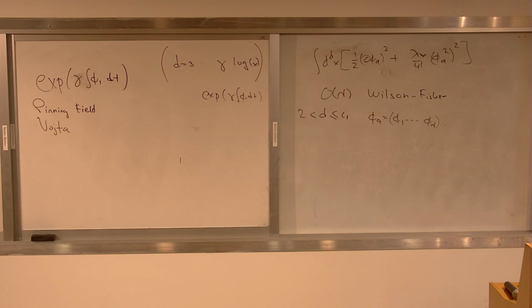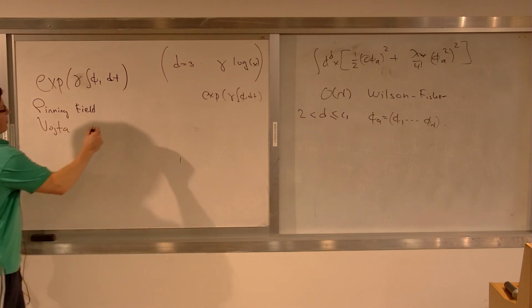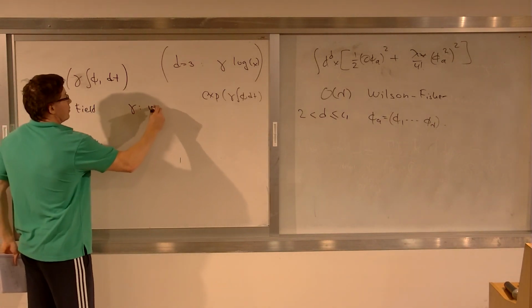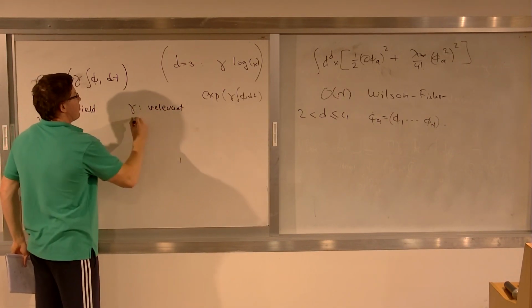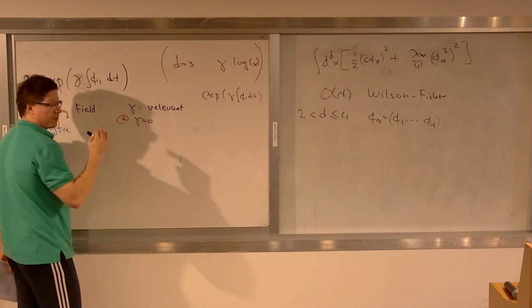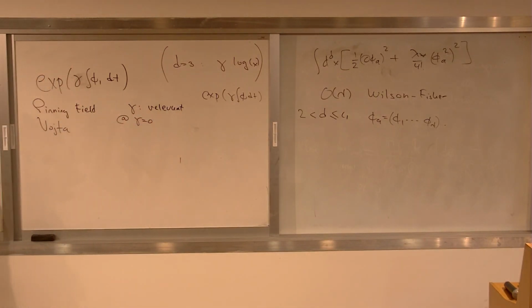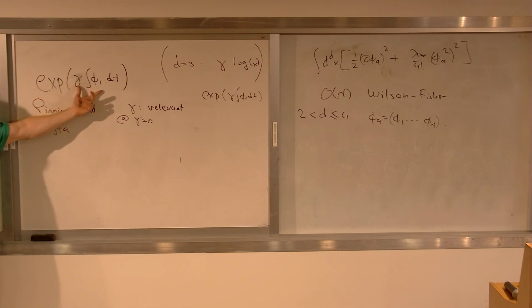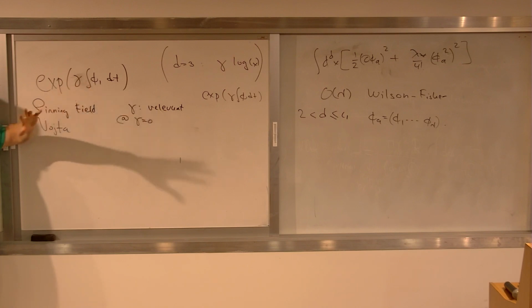So gamma is a relevant perturbation at gamma equals 0. If you start from gamma equals 0, which is the case where no localized external magnetic field is present, you add this perturbation, it's relevant on the line defect because the dimension of the order parameter in the O(N) model is about half in 3 dimensions.